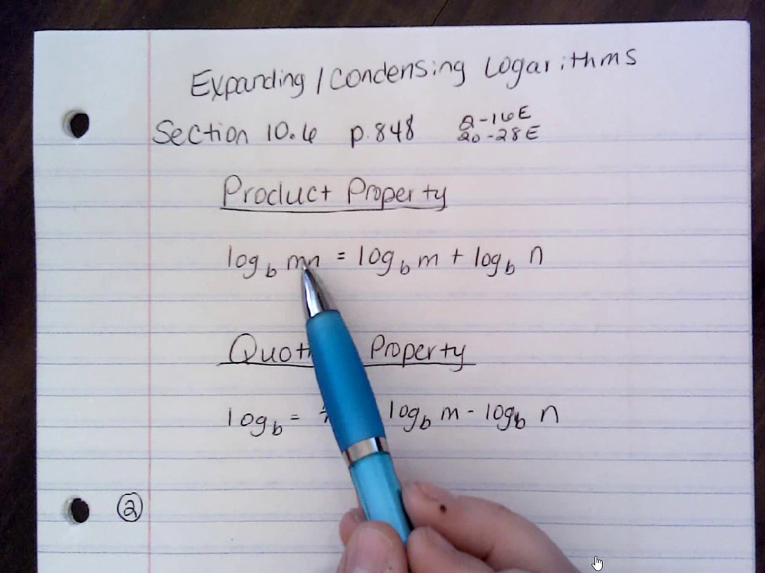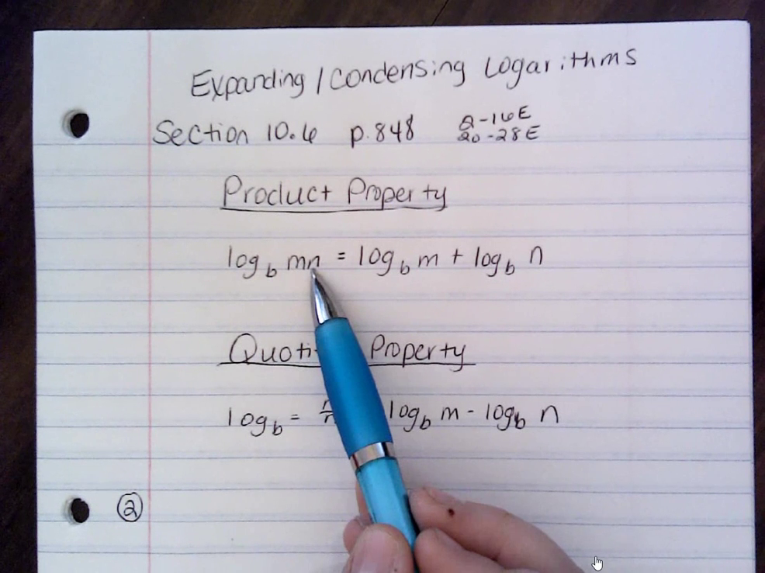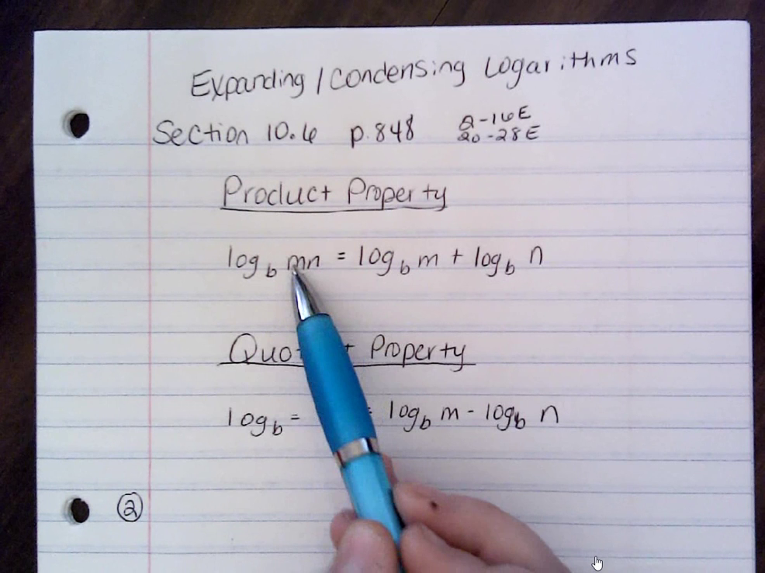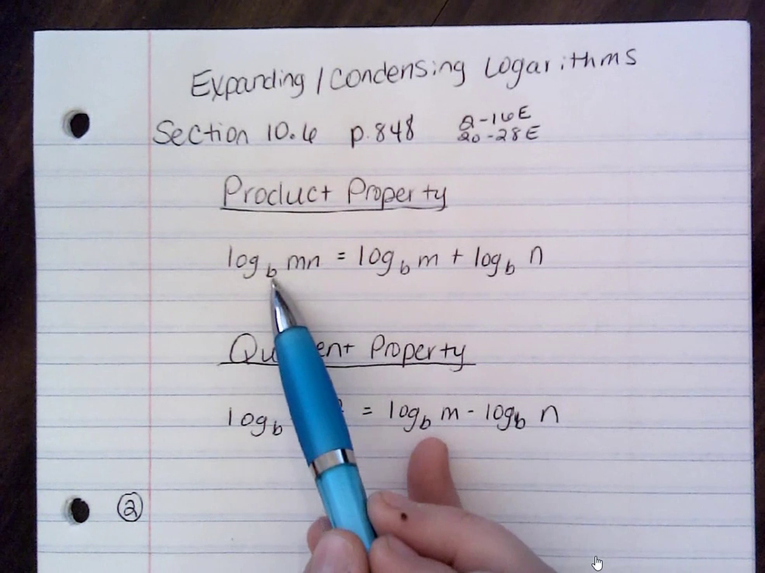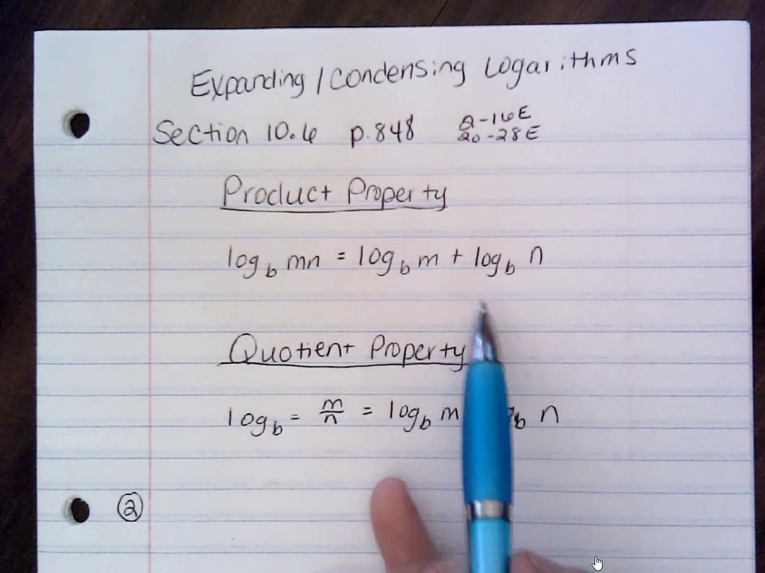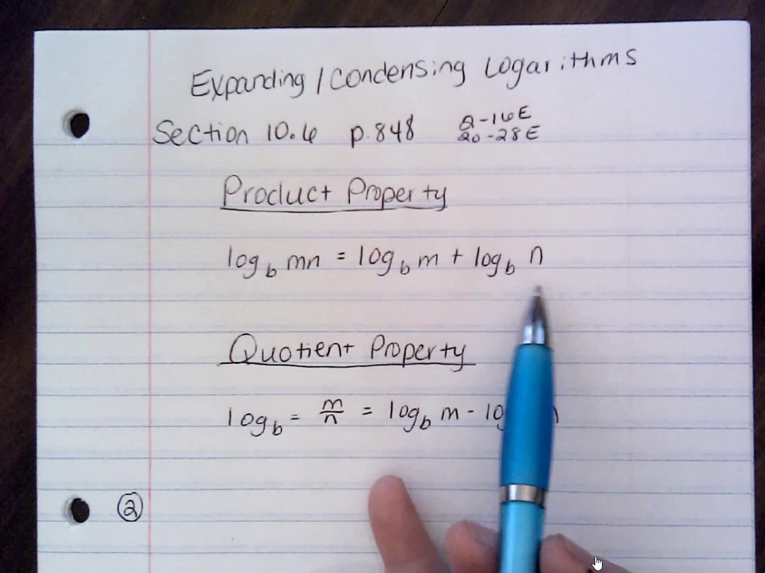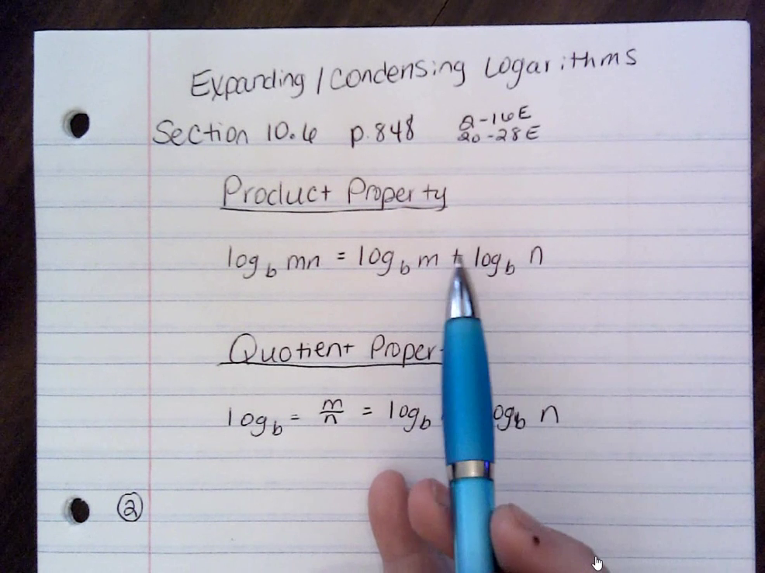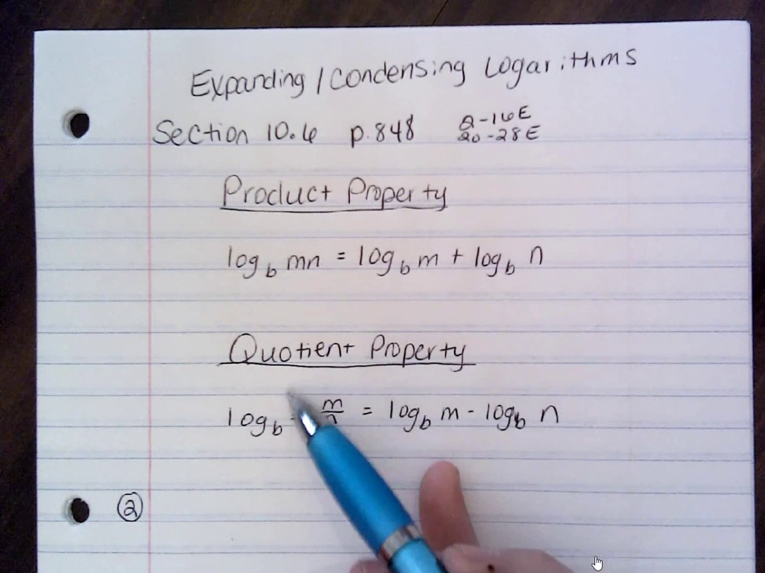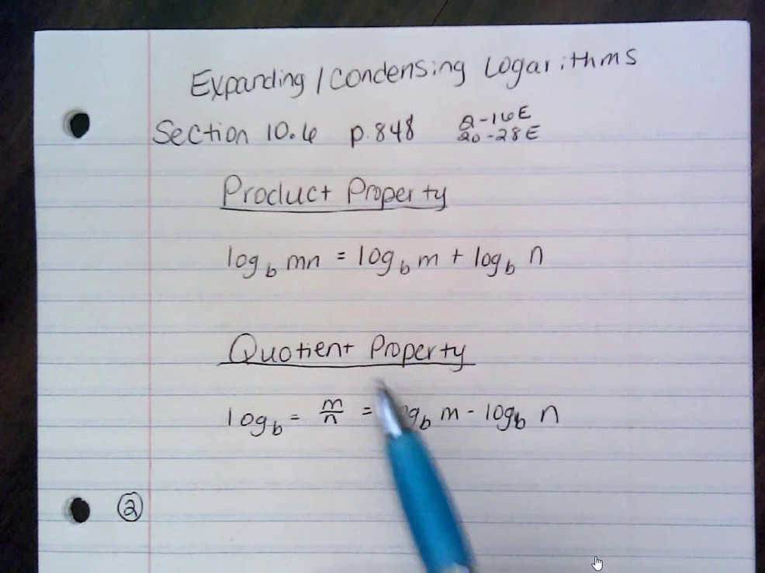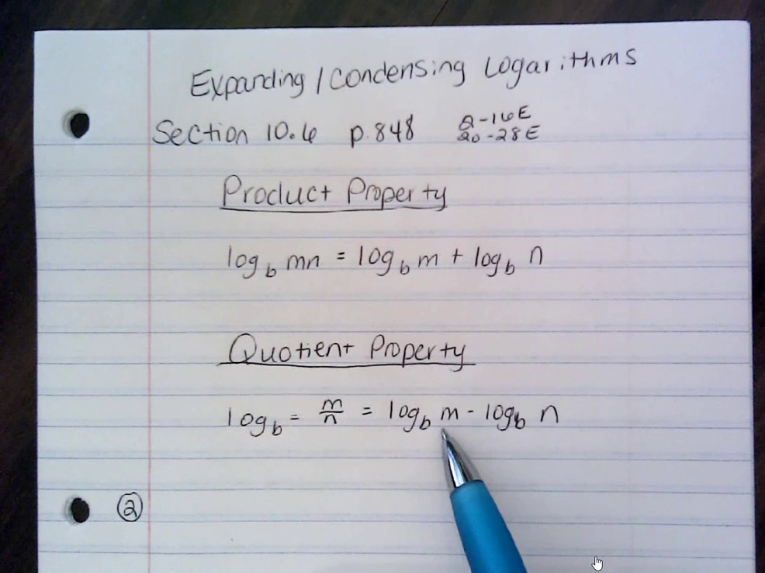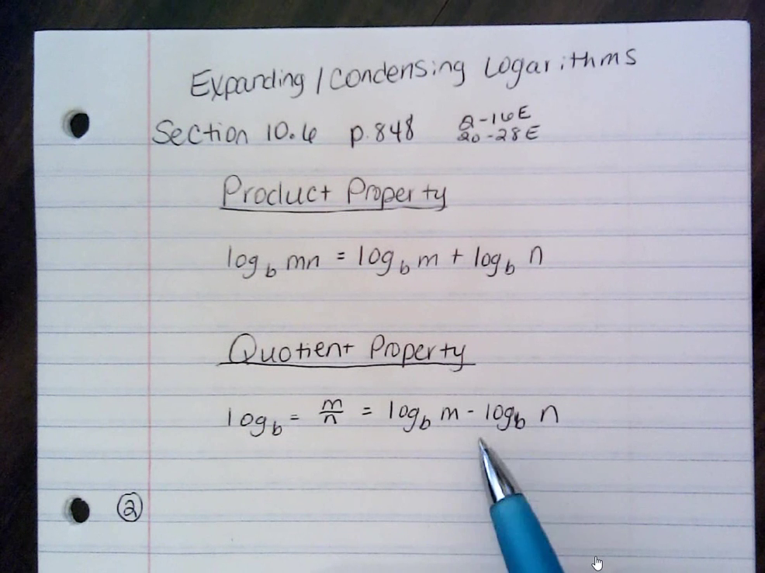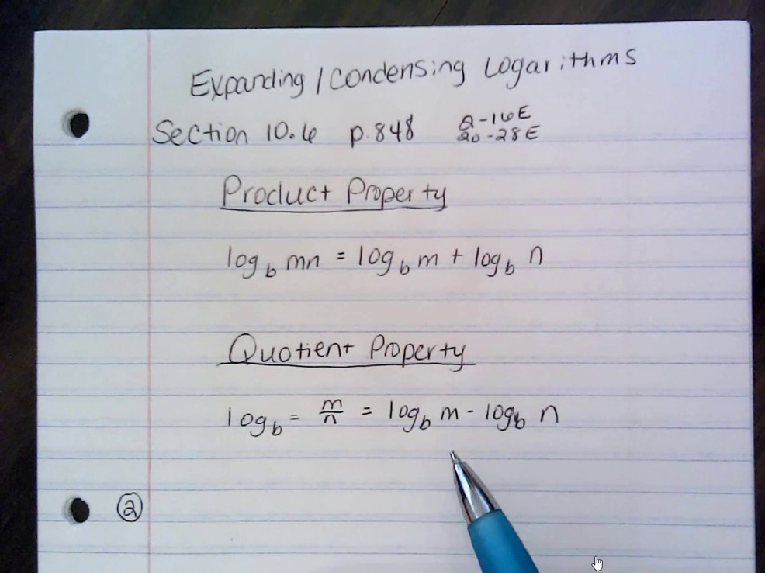Remember the property: when you are multiplying your bases, you will add your exponents. So we will keep log b the same, and we have our m and our n in separate logs, and you're adding them together. For the quotient property, when you're dividing m and n, you break it apart into two logarithms, log m minus log n, because when you divide, you are also subtracting your exponents.